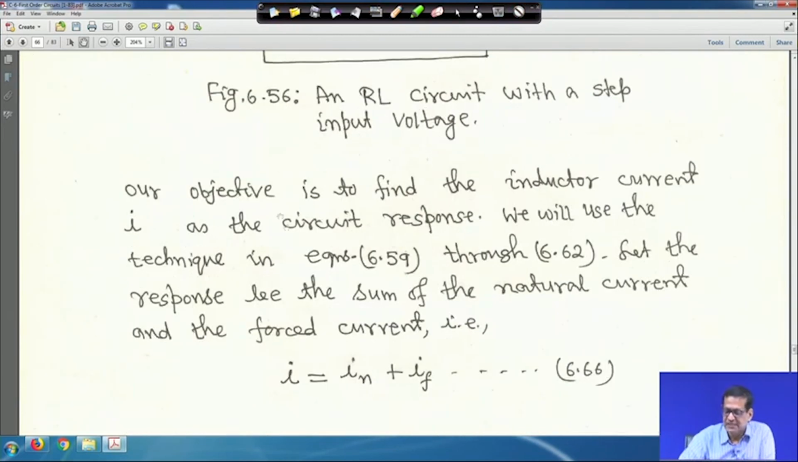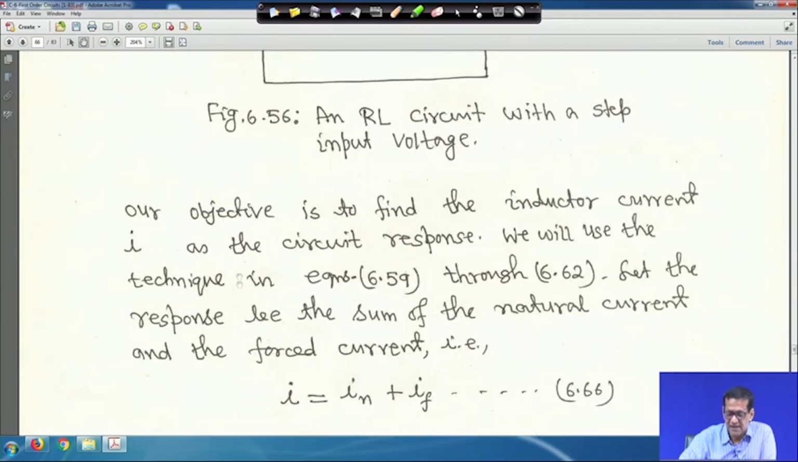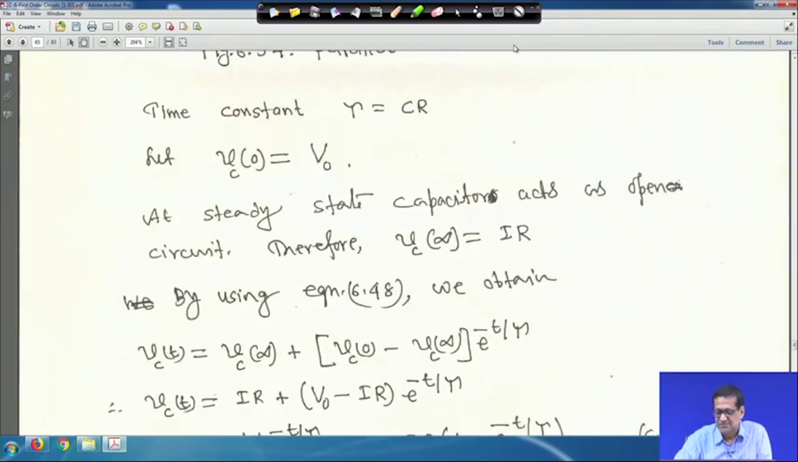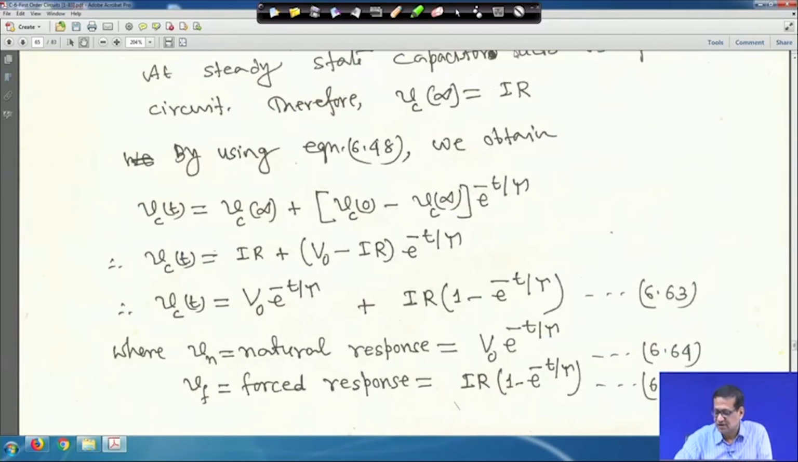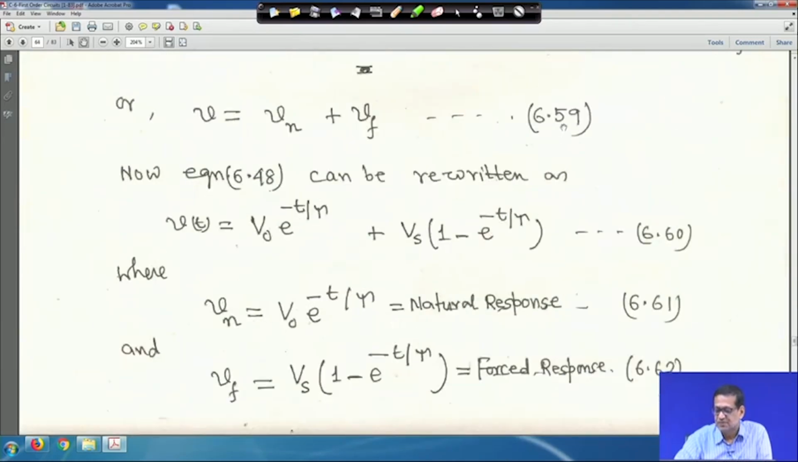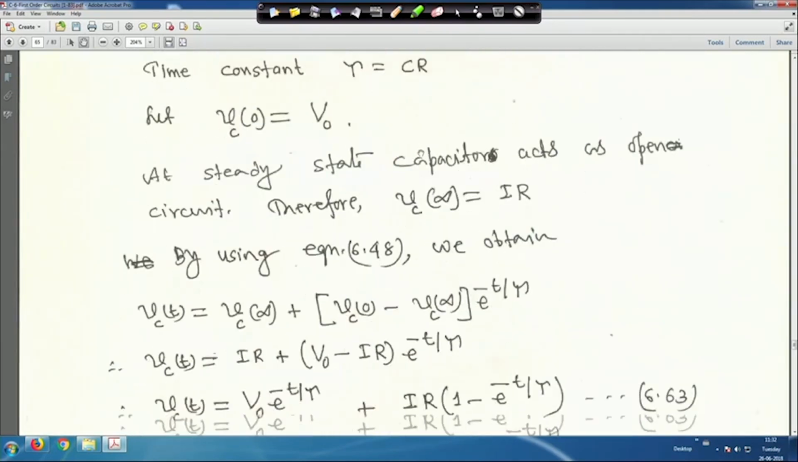Our objective is to find the inductor current I. As the circuit response, we will use the technique of equations 59 to 62, that is equations 59, 60, 61 and 62, using V is equal to Vn plus Vf. Similarly, we will apply I is equal to In plus If, same concept.